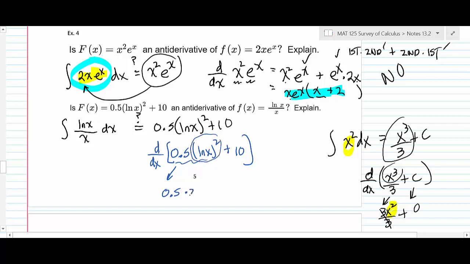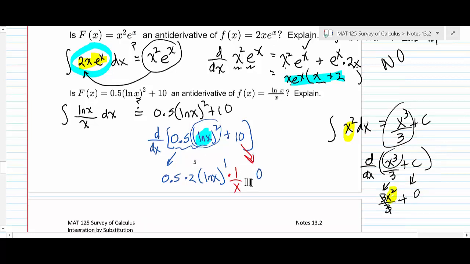Now you're going to do times 2 ln x to the first power, then what? Chain rule. 1 over x. There you go, 1 over x. You have to do the derivative of what's inside, so I'll put the 1 over x there. Of course, the derivative of 10 is 0. Okay? Well, let's see what happens.